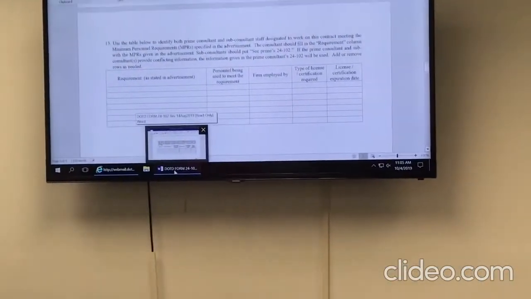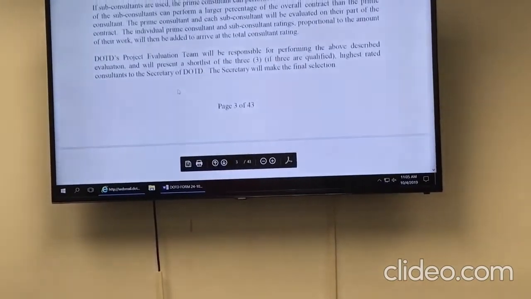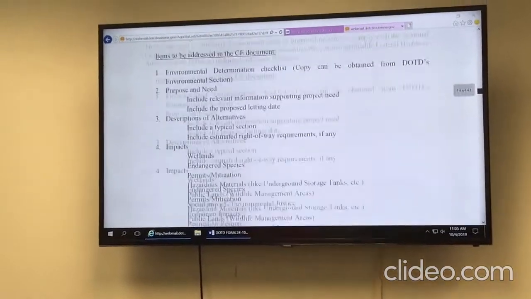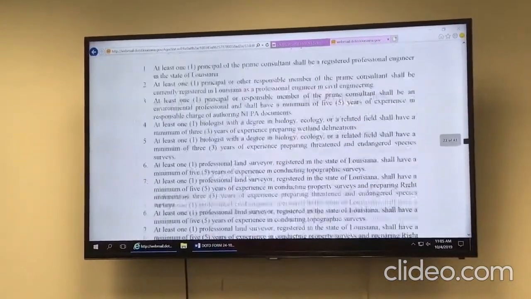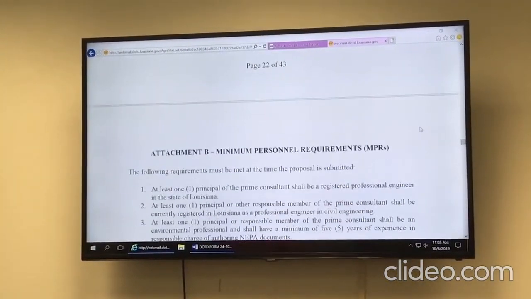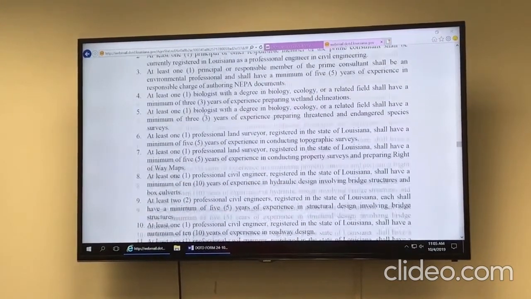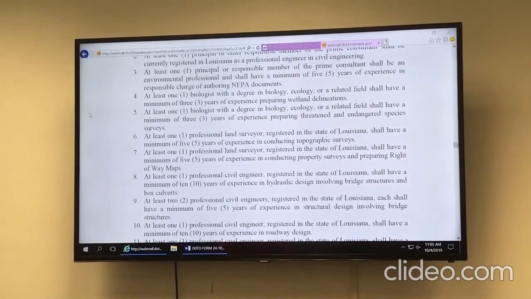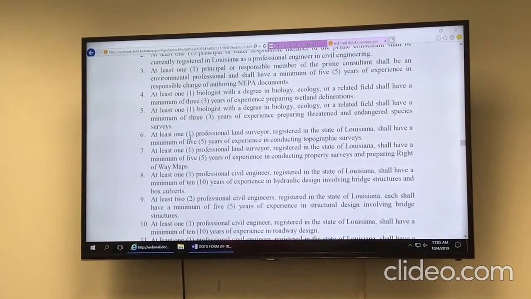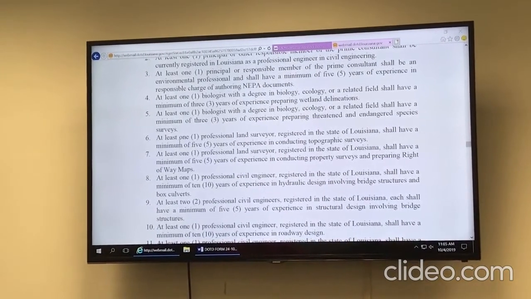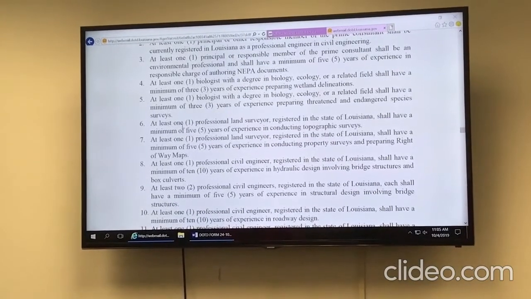Section 14. Well, a couple other things I want to show on section 13. I want to show it by going to the ad with regard to the NPRs, and the NPRs are always in attachment B to the advertisement. Okay, and this is typically what you would see, where we say, for example, at least one professional land surveyor, what the requirements are. You've got to remember, this is minimum personnel requirements.